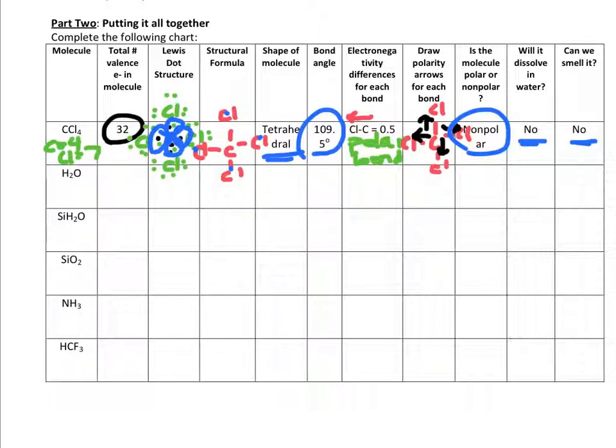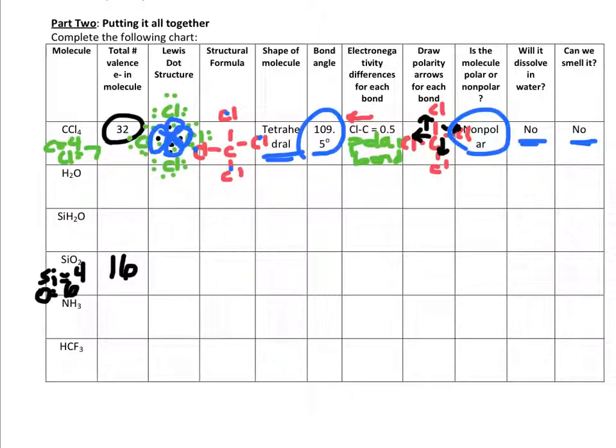If we look at our periodic table, silicon is in the same group as carbon, so it has 4 valence electrons. Each oxygen has 6 valence electrons, so 2 oxygens is 12. That means 12 plus 4 is 16. So the total number of valence electrons in the molecule is 16, which means we should have 16 dots in the Lewis dot structure.